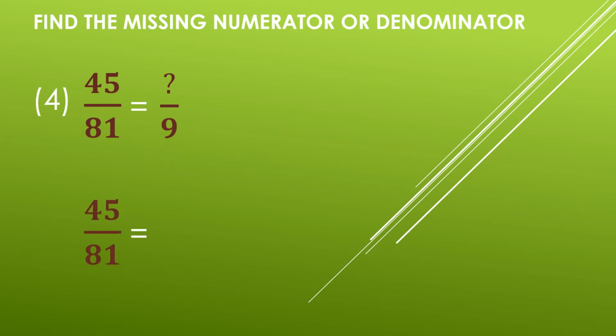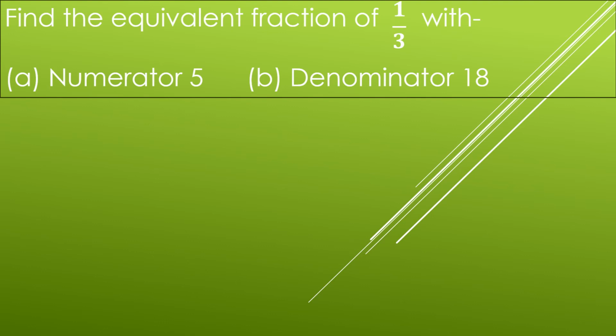Now tell me which number will you divide to 81 to get 9 in the denominator? Yes, the answer is 9 because 9 9s are 81. That means 81 divided by 9 is equal to 9. So we divide the same number in numerator also. 9 5s are 45. That means 45 divided by 9 is equal to 5. So we write 5 in the numerator. Let us solve one more question.